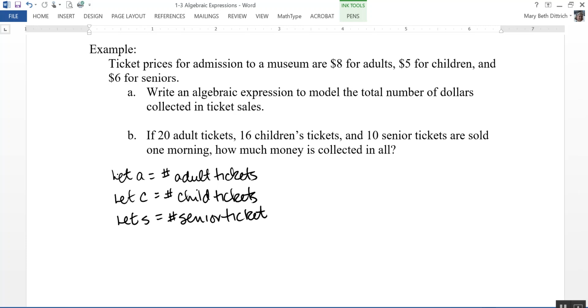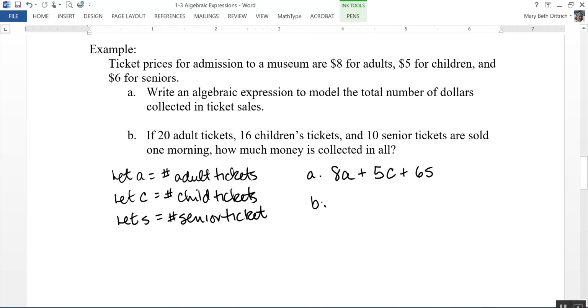So I need an algebraic expression to model the total number of dollars, and that's part A. So I have $8 for an adult ticket times A adult tickets gives me the total cost of the adult tickets, plus $5 for a child's ticket times C, the number of child tickets, plus $6 for a senior ticket times the number of senior tickets, which is S. So that's an algebraic expression that represents how much money they're going to collect in ticket sales.